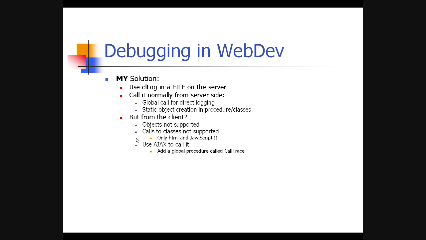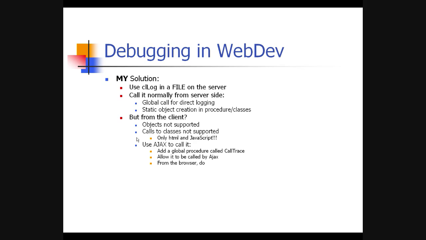You add a global procedure to your project. You call it, for example, call trace. You allow that procedure to be called by Ajax. That's what you do in the first line of the procedure, where you have the name. You have this red button that you click to have it read, and Ajax is allowed.